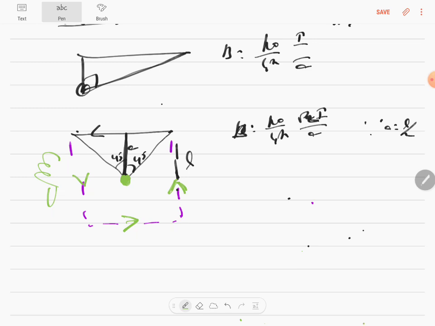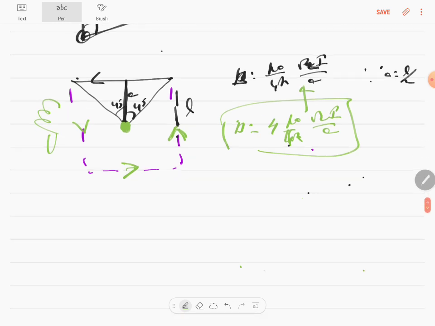So if you're going to consider all the sides, then the magnetic field will be 4 into mu naught by 4 pi into root 2 I by A, because all the magnetic fields get added 4 times. Everything is outward, the vector is facing outward, so it has to be added.